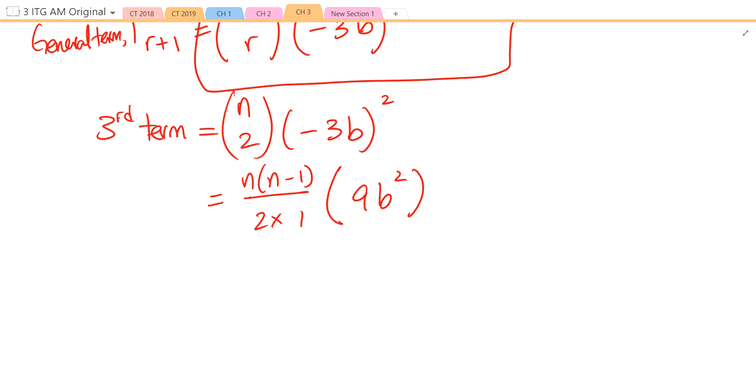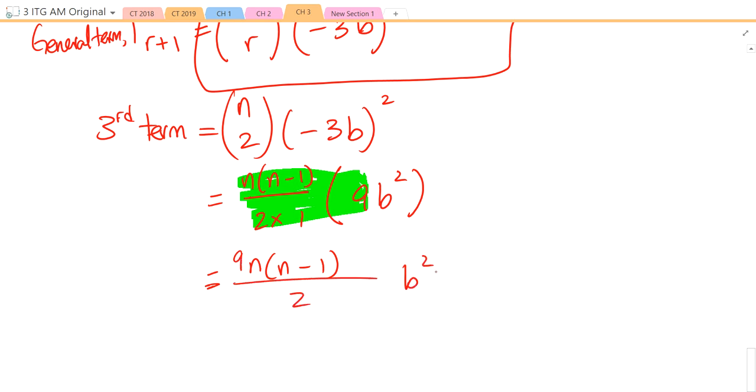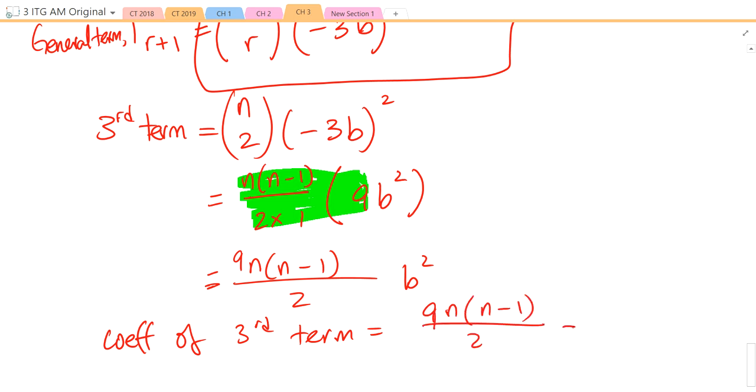Now they gave me a clue. The coefficient of the third term. From here, where is my coefficient? This part. This part is my coefficient. The b squared is not part of the coefficient. So here I've got n times n minus 1 times 9 over 2, b squared. So coefficient of third term equals 9n times n minus 1 over 2. And they say that this equals 324.